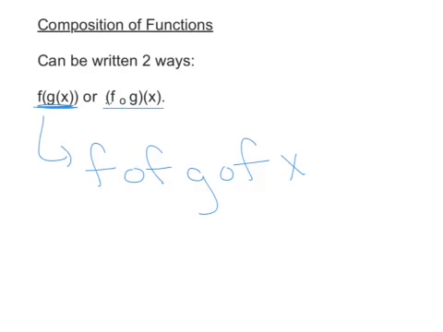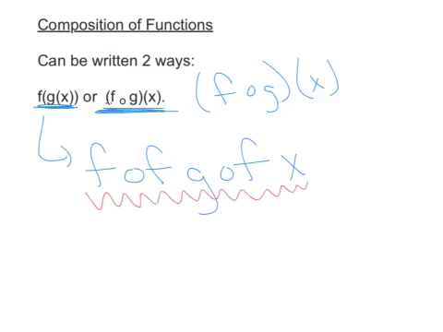Or you can write it this way with this little circle here between the f and the g. Kind of looks like the word fog because it looks like an o, but it's just a little circle. And that also is showing composition. And once again, you read that f of g of x.